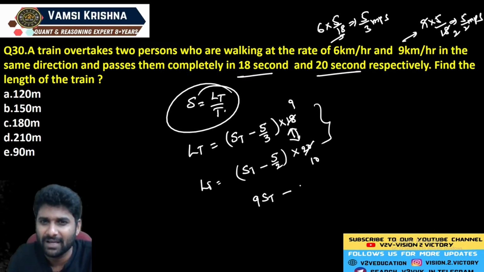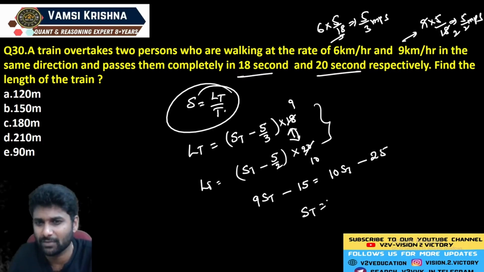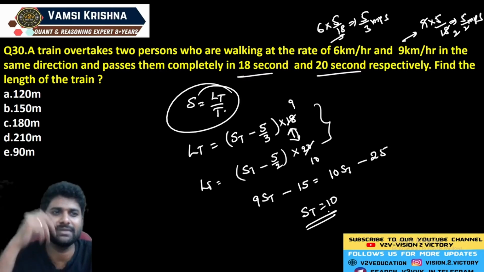9s minus 9 fives are 45. 45 by 3 means it's 15. Directly I am taking the values. Next, 10s minus 25. The difference of s is equal to 10. Speed of the train is equal to 10, guys. Now the question: find the length of the train.